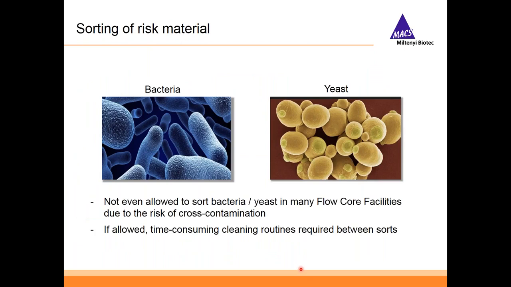The second application I would like to talk about is sorting of risk material in general, such as bacteria or yeast, for example. The sorting of these materials is often not even allowed in many flow core facilities or at many instruments in research groups, as there is a risk of cross-contamination or carryover of the systems, or even that endotoxins will stay in the tubings inside the instruments. So even if it's allowed, it's a very time-consuming process to clean between this sort and the next sort, because the next user, of course, does not want to have bacteria in his mammalian cell culture sample.